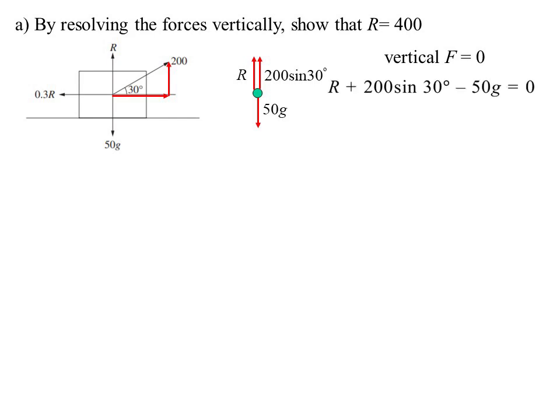So R plus the 200 sine 30 minus the 50g, it's in the opposite direction. All of those must sum to give 0. That allows us to find R. So substituting in sine 30 is, of course, a half. G, did they tell us to take 10 for G in the question? They must have. There you go. Take the acceleration due to gravity to be 10. Makes the maths nice, I suppose, even if it is a little inaccurate. So R is 400.